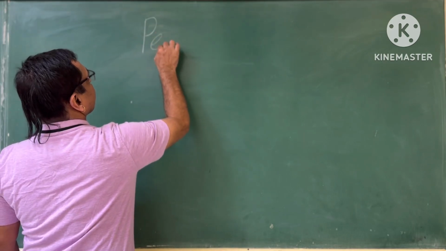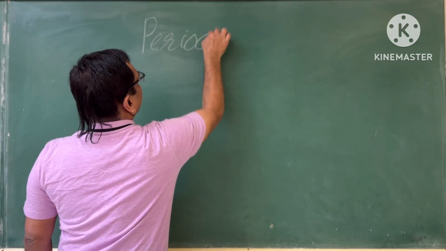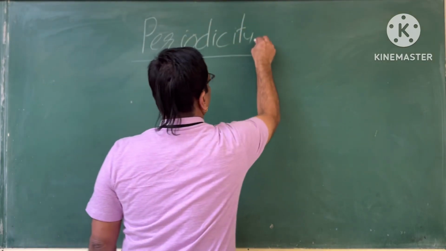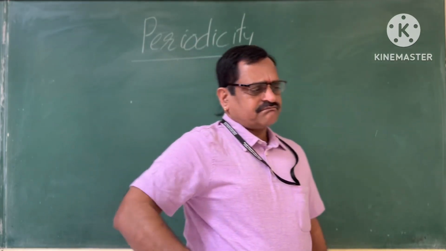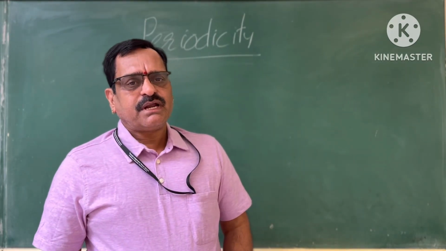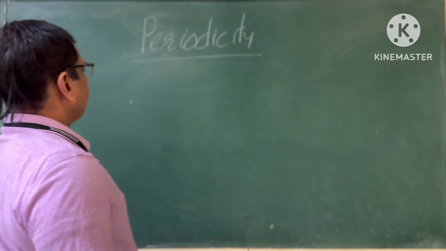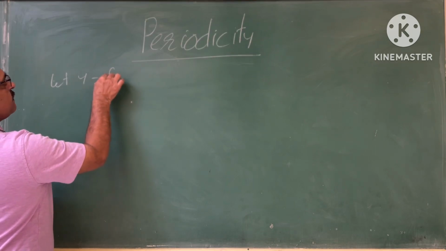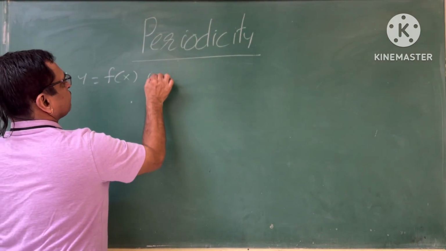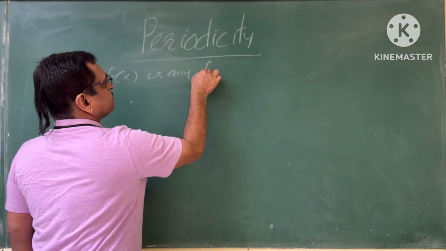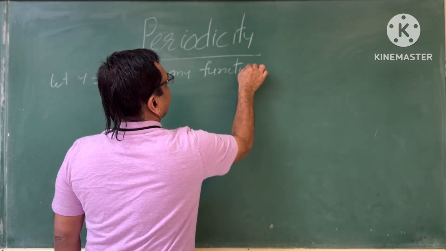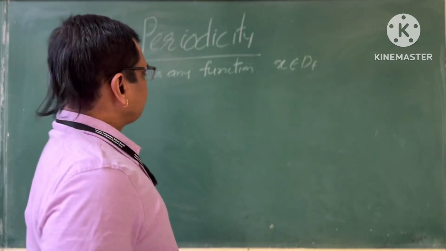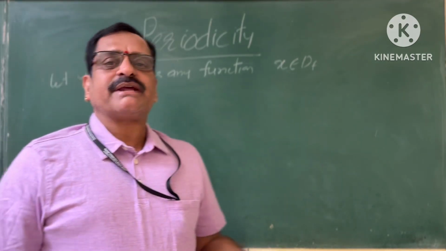Periodicity of a function, or periodic functions. Now what is this? Let's say, for example, I have y is equal to f of x, any function, and this x belongs to the domain of f. What will this function do? For different inputs, it gives outputs.